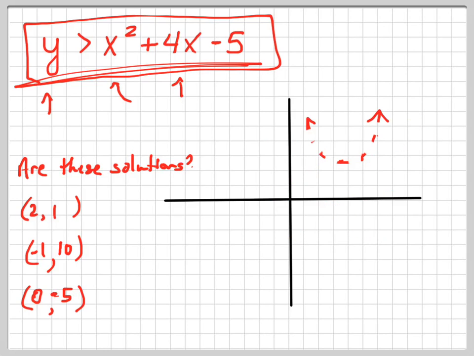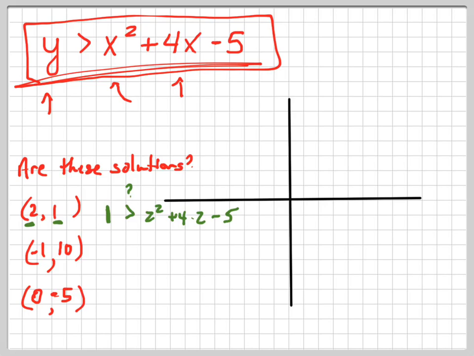So we're going to talk about how you know and how you do all that. Alright, so let's first of all graph this inequality. I actually don't have to graph it. If I want to just find out if these are solutions or not, all I really have to do is plug that in for x and that in for y and find out if it's true or not. So let's plug in 2 for x and 1 for y, and what would we get? We get 1, because that's y, is greater than 2 squared plus 4 times 2 minus 5.